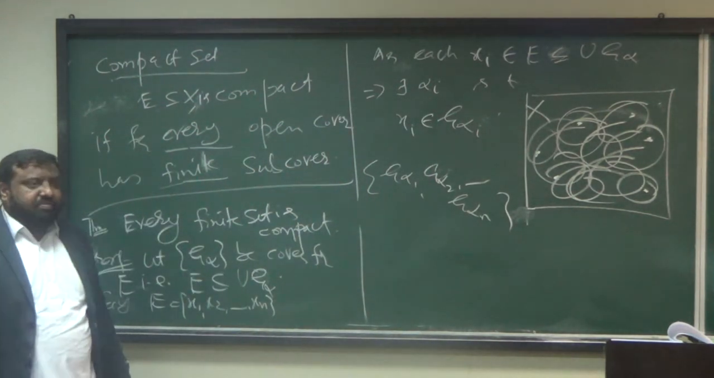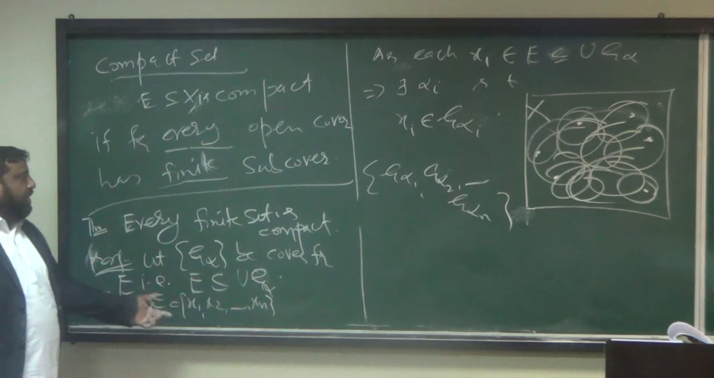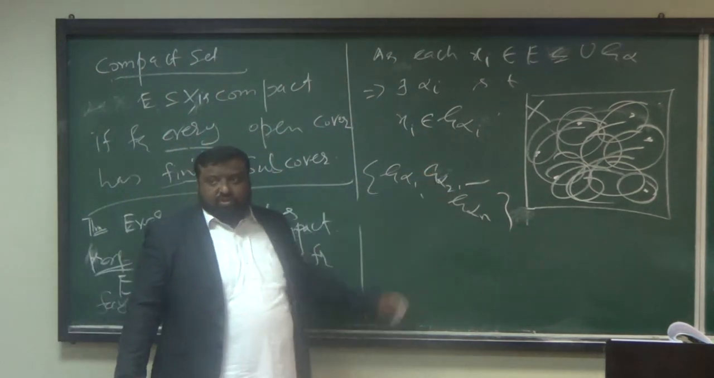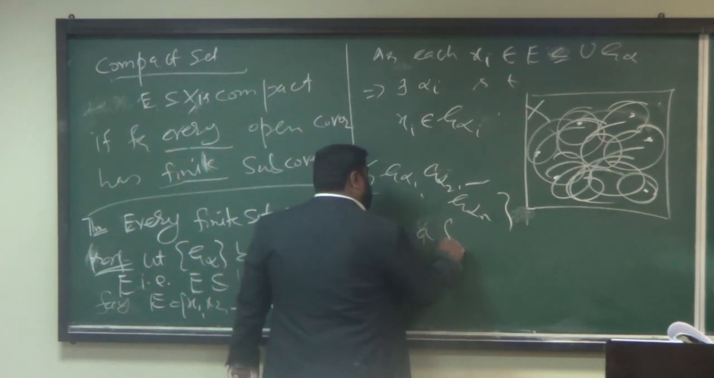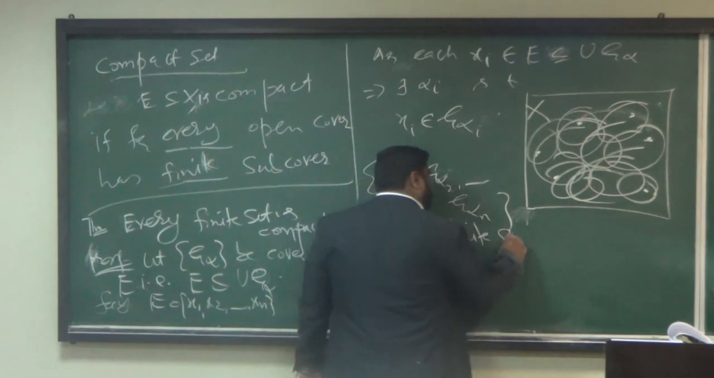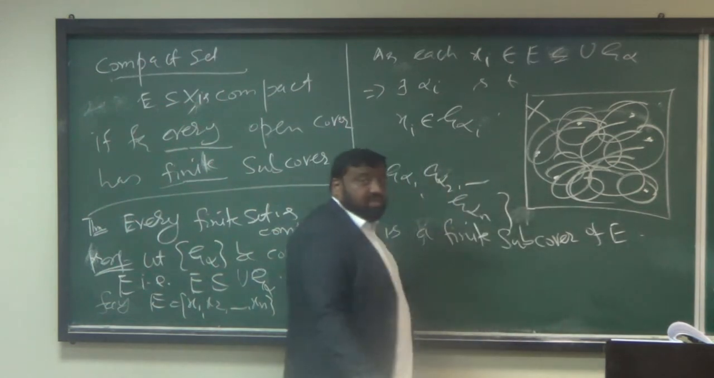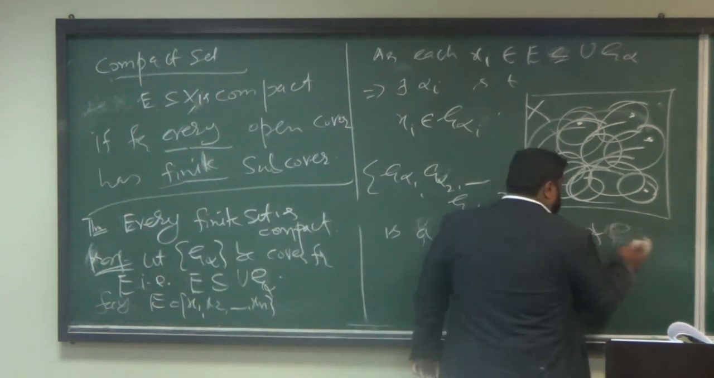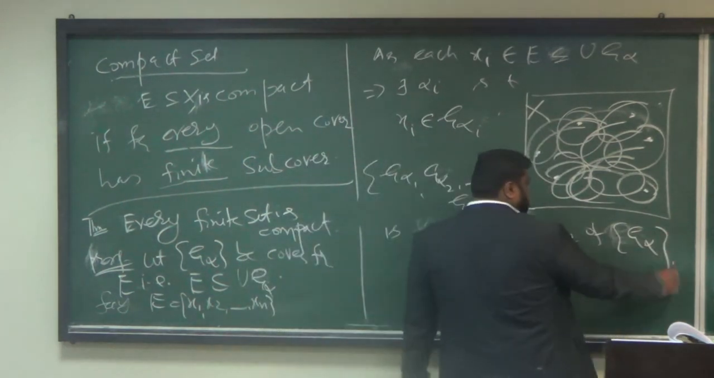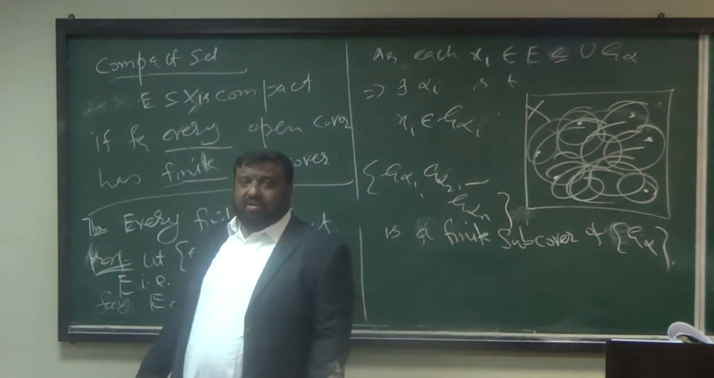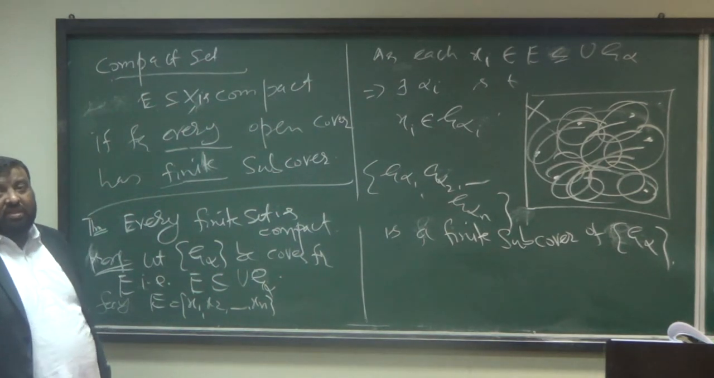Is this a cover for E? Yes. Okay, this is a cover for E because all of these points lie in one of these sets, a finite subcover of E. Sir, G alpha i. Yes. Sir, every G alpha i is an open set, so we can make neighborhoods in them which lie completely inside them at xi, so we can take all those neighborhoods, that would be okay.